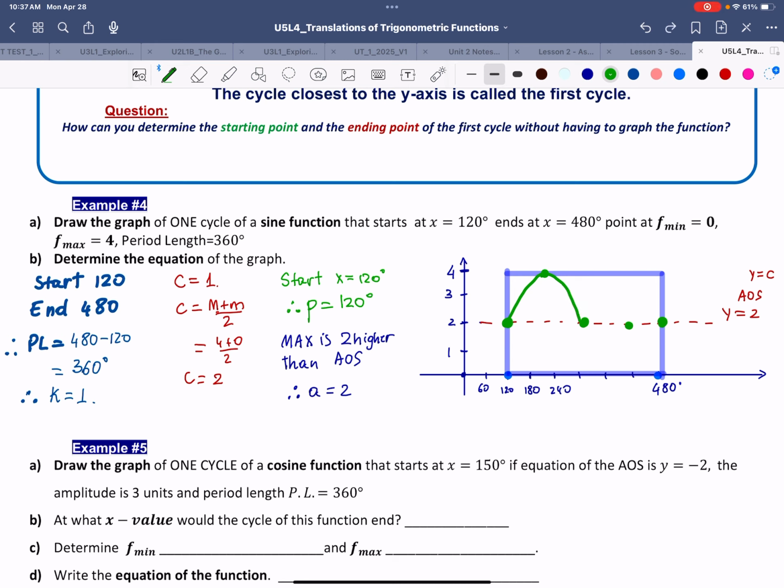Now, it is also very important that whenever you draw these points, we have to also make sure that they are aligned with the x values as well. So between 180 and 240, there is 60 degrees, so that must be at 210. So x is 210 degrees and y is 4. So continue drawing the rest of the graph. And we'll have to hit 0 somewhere in here.